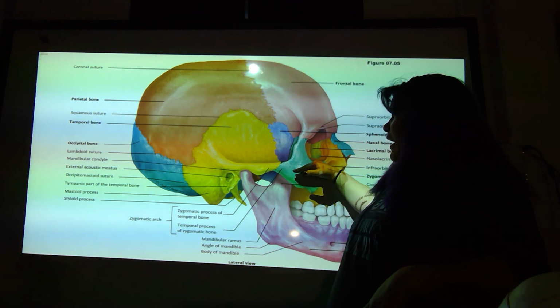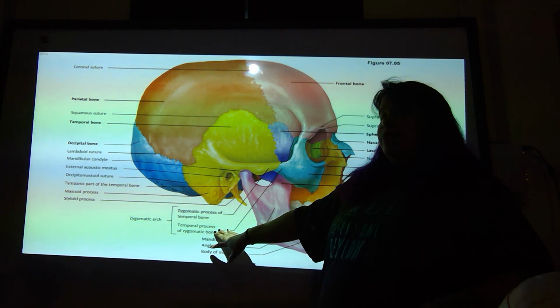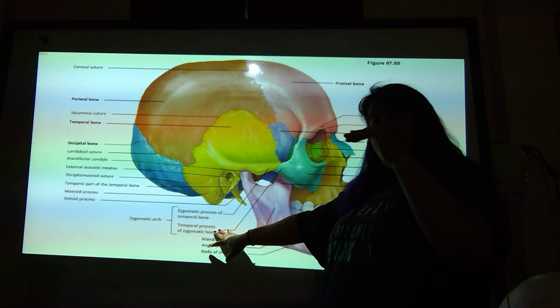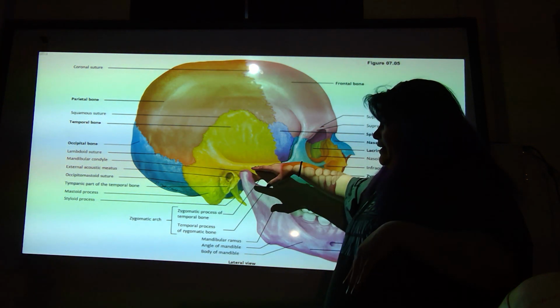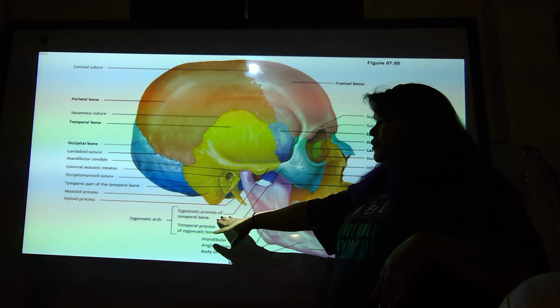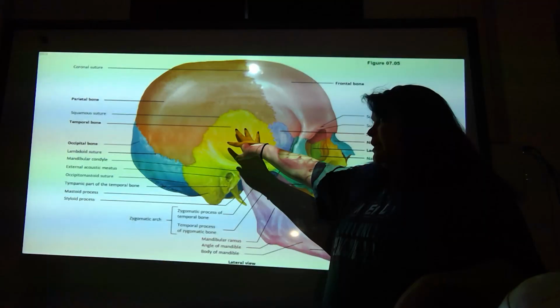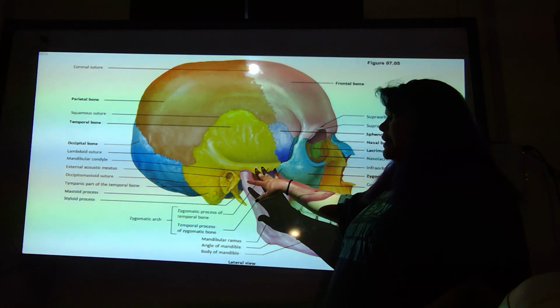So the zygomatic bone is going toward the temporal bone, right? So that's called the temporal process of the zygomatic bone, because it's the zygomatic bone making that process, going toward the temporal. This half of my temporal bone coming forward is going to be the zygomatic process of my temporal bone, because the temporal bone is what's making it, and it's going toward my zygomatic process.